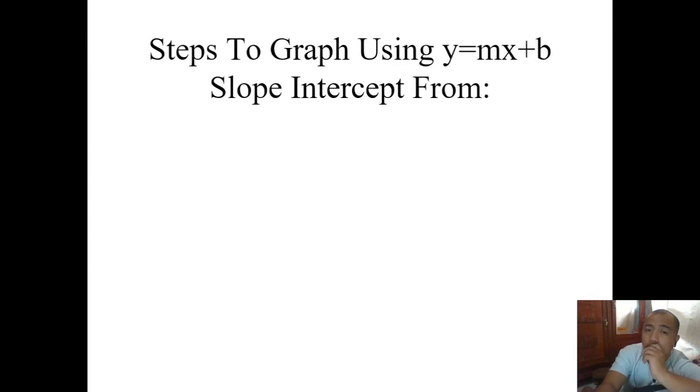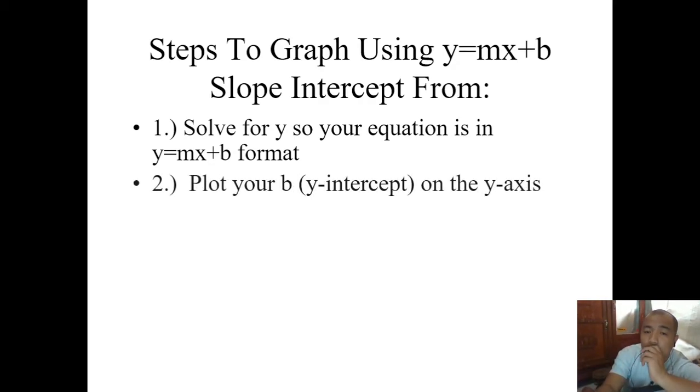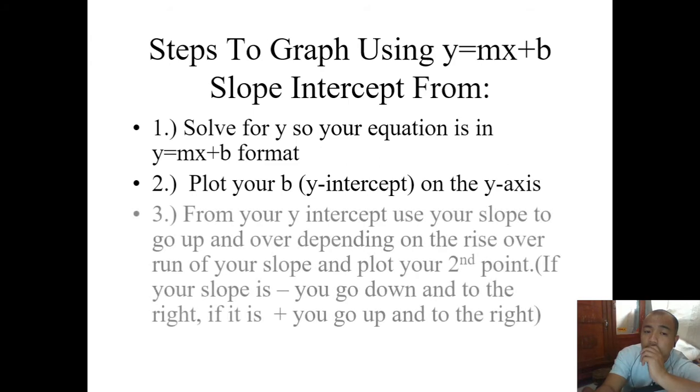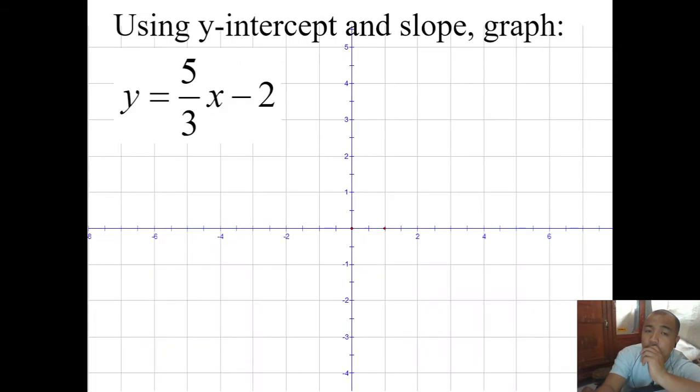Now, let us learn how to graph using y equals mx plus b, the slope-intercept form. This has been discussed in part 1, so again, we do it in part 2. Solve for y, so your equation is in y equals mx plus b format. Plot your b, or y-intercept, on the y-axis. From your y-intercept, use your slope to go up and over depending on the rise and run of your slope, and plot your second point. If your slope is negative, you go down and to the right. If it is positive, you go up and to the right. Now you have 2 points, so draw your line.